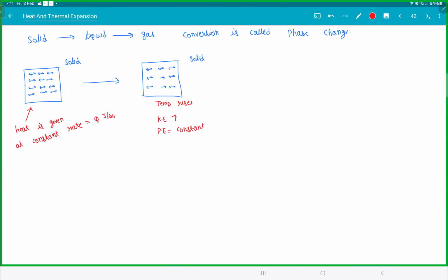Now, if you keep giving even more heat, and understand what temperature is: temperature is a function of random kinetic energy. So if I give more heat, at this point we have solid, but the bonds are also breaking. So now we have a solid and liquid mixture.